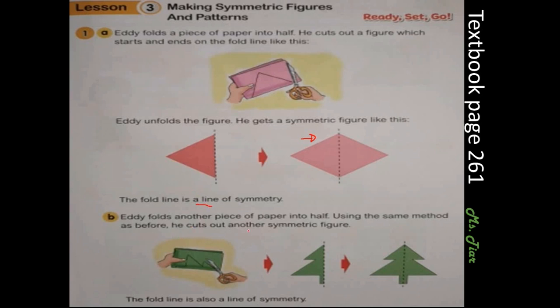And then Eddie folds another piece. Usually, guys, you sometimes do this in art class, right? When you do this in art class, actually you are using the principle of the line of symmetry. You fold the paper and then you cut it. When you open the folded part, you will find this cutting. So you are using the principle of the symmetric line.